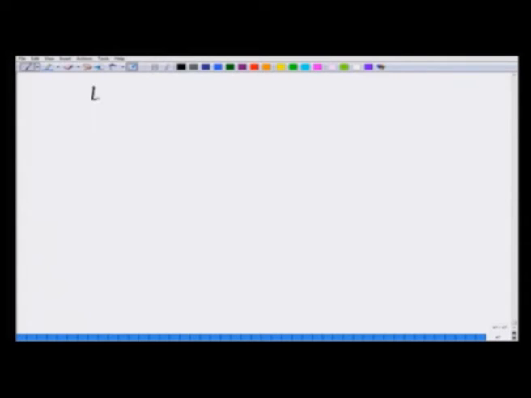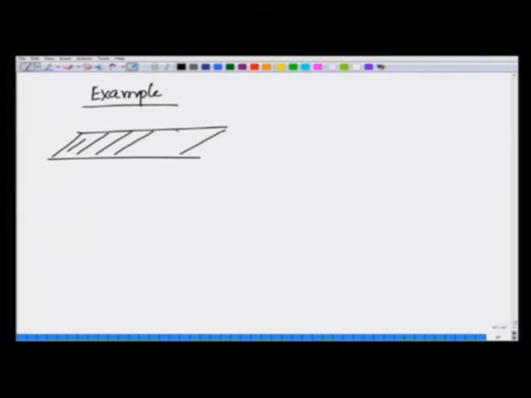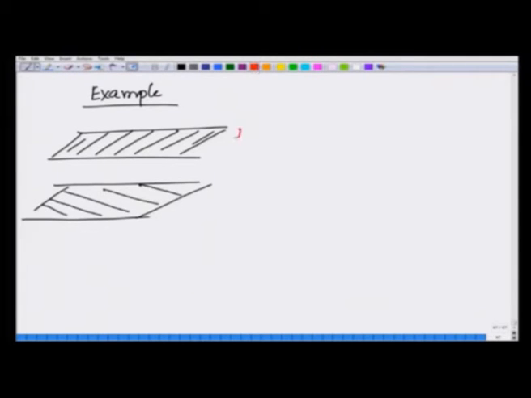So, let us solve that example. The example I take is, suppose I have two sheets of charge. The upper one carries sigma per unit area and the lower one carries minus sigma per unit area, so that there is an electric field that exists between these two. The electric field is going to be sigma over epsilon 0 in magnitude.